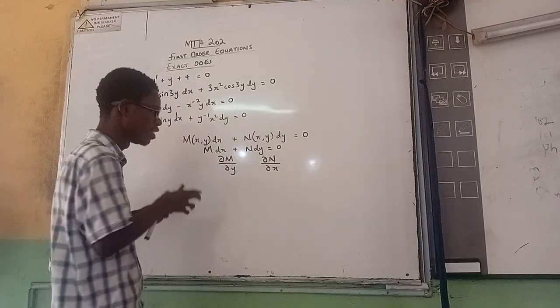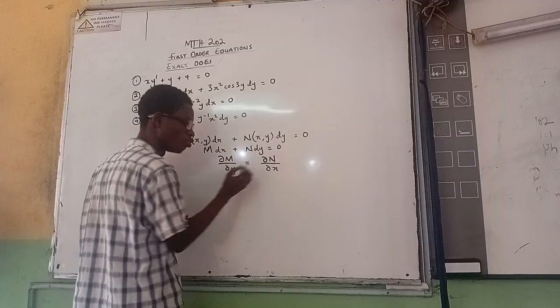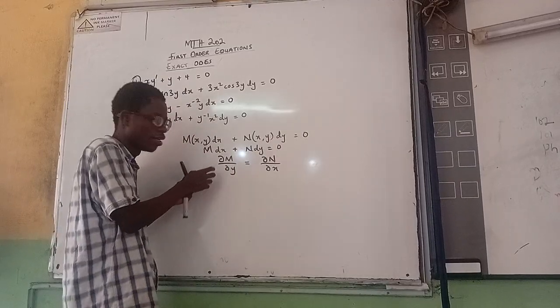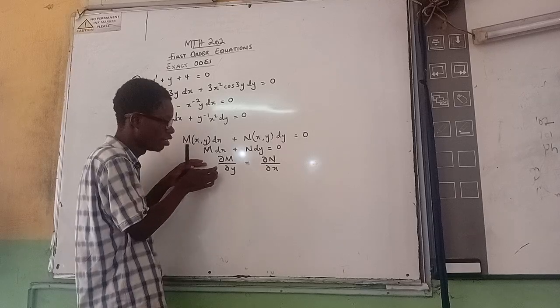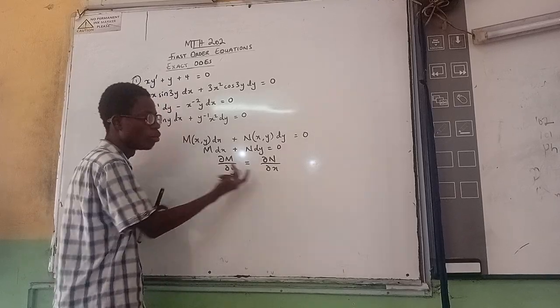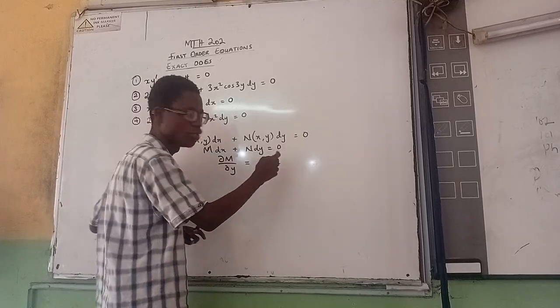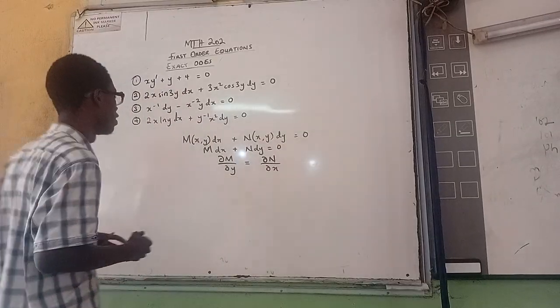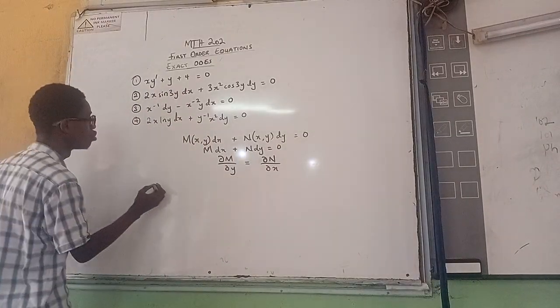So how do we know if it is exact? Exact means both of them must be exactly the same thing. So the partial differential of M with respect to y must be equal to the partial differential of N with respect to x. So let me use this first example as a case study.